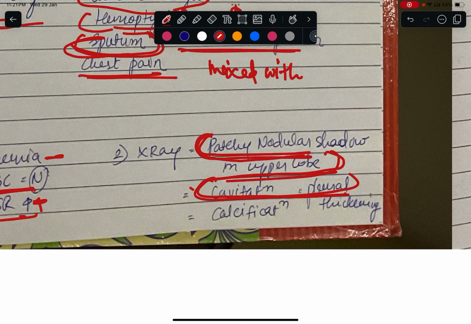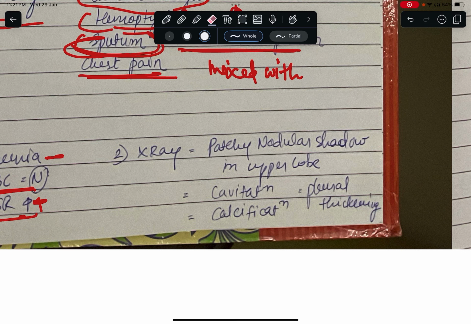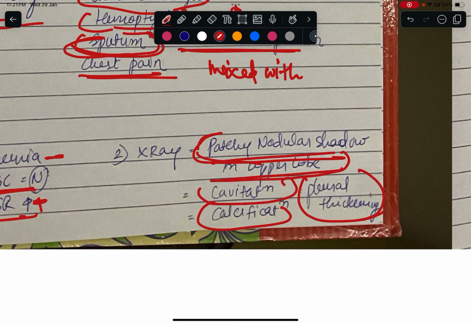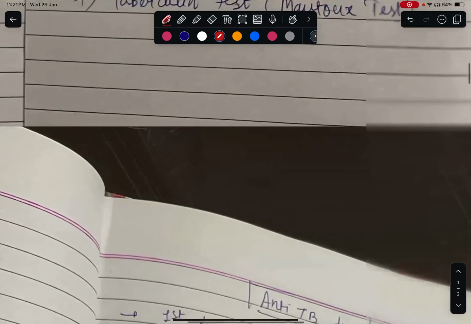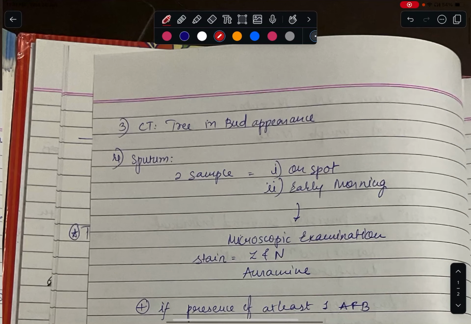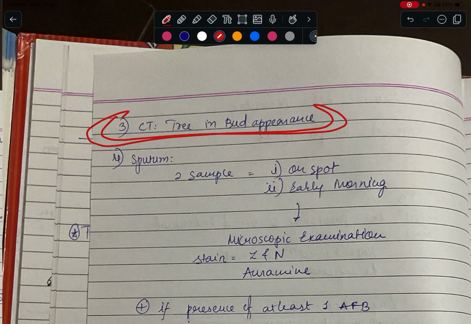Then there is cavitation, calcification, and pleural thickening. You can see 4 things in the X-ray. We first saw blood, we saw X-ray, now we'll see CT. In CT, you have to remember 3 animal appearances.